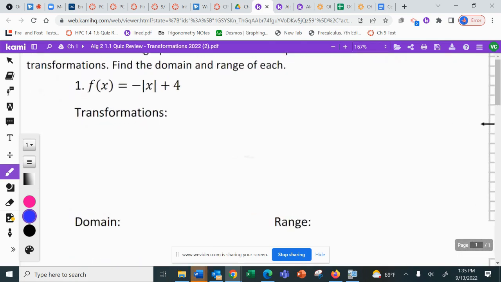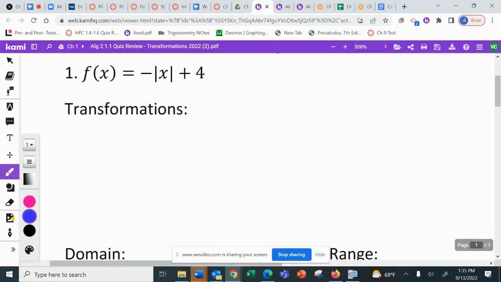So when I write my transformations, I always go from left to right in the equation. And whatever I come to first, that's the first one that we do.